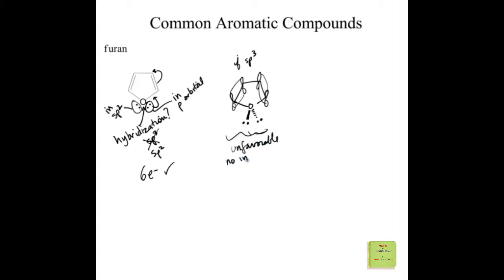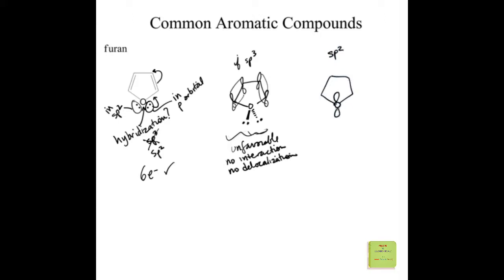because there's no interaction of the lone pairs with the pi bonds. There's no delocalization. And remember, electrons like to spread out as much as they can. Delocalizing is a good thing. So instead of being sp3 hybridized, it's going to prefer to be sp2 hybridized.